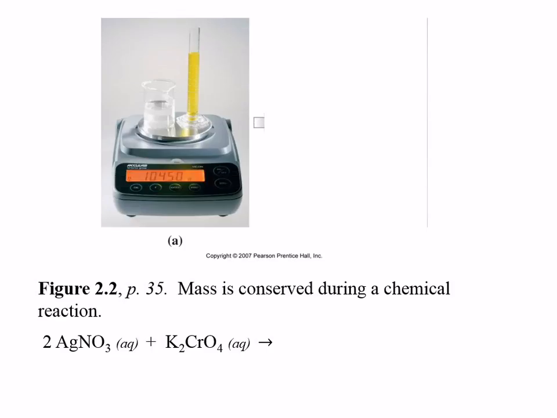So here we have silver nitrate and potassium chromate. Silver nitrate is, well, clear. There's a lot of clear things, but that potassium chromate has that pretty yellow color. But notice the scale: we've got 104.50 grams. Go ahead and mix the two, and it makes silver chromate and potassium nitrate.